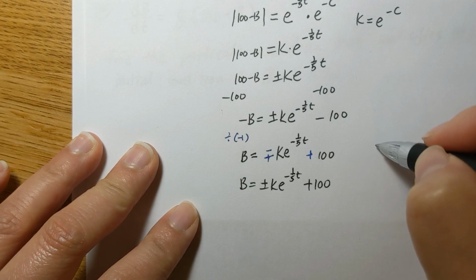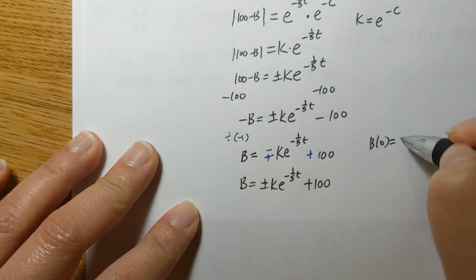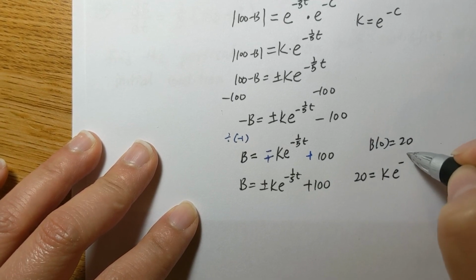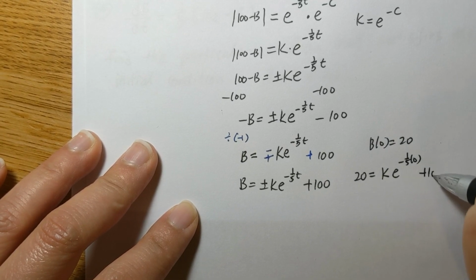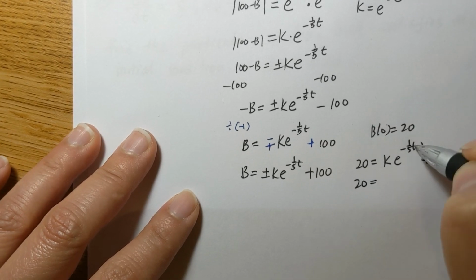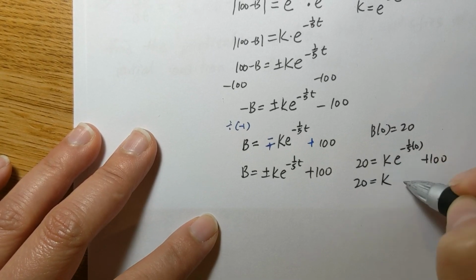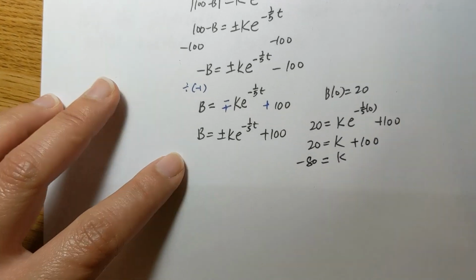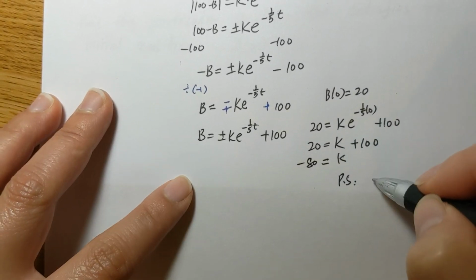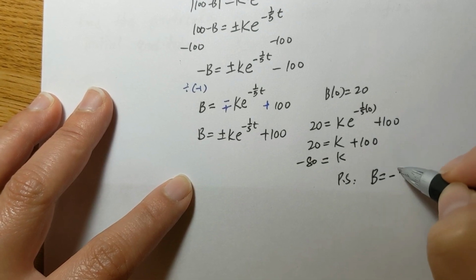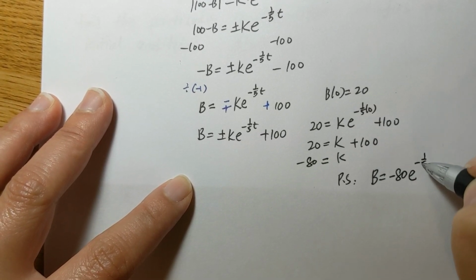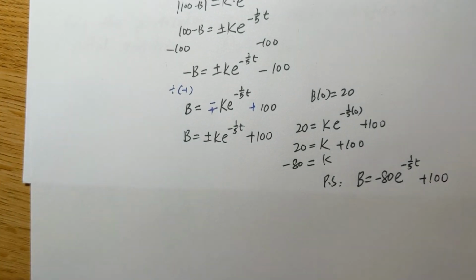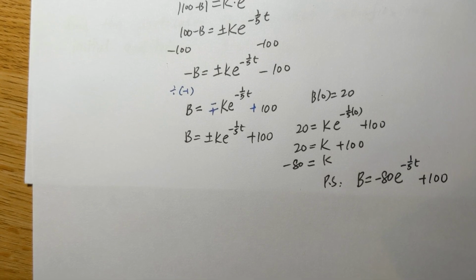So now we got b(0) equal to 20. So we get 20 equal to k e to the -1/5 times 0 plus 100. So 20 is going to be e to the 0 times k, which is k. So k equals -80. So the particular solution is b equal to -80 e to the -1/5 t plus 100. So we finished question number 4 just in time.